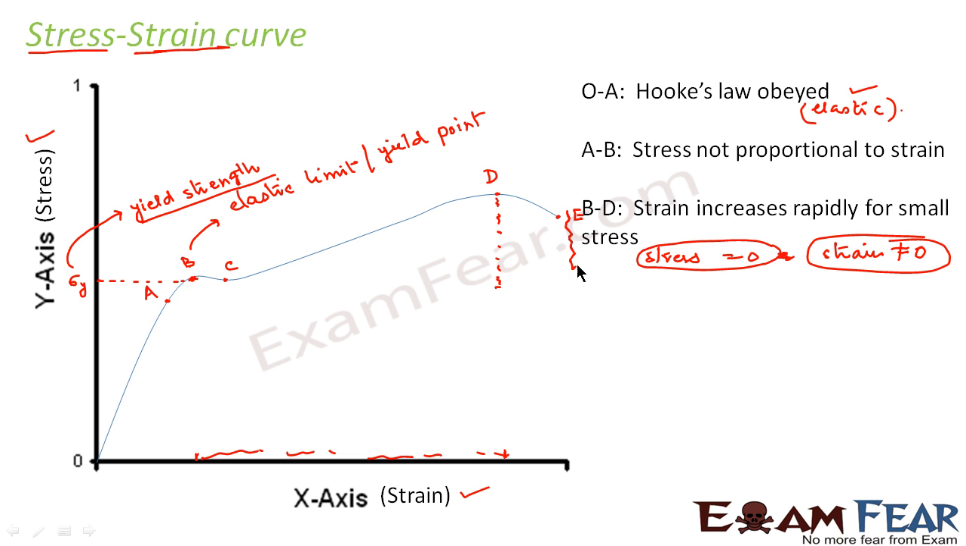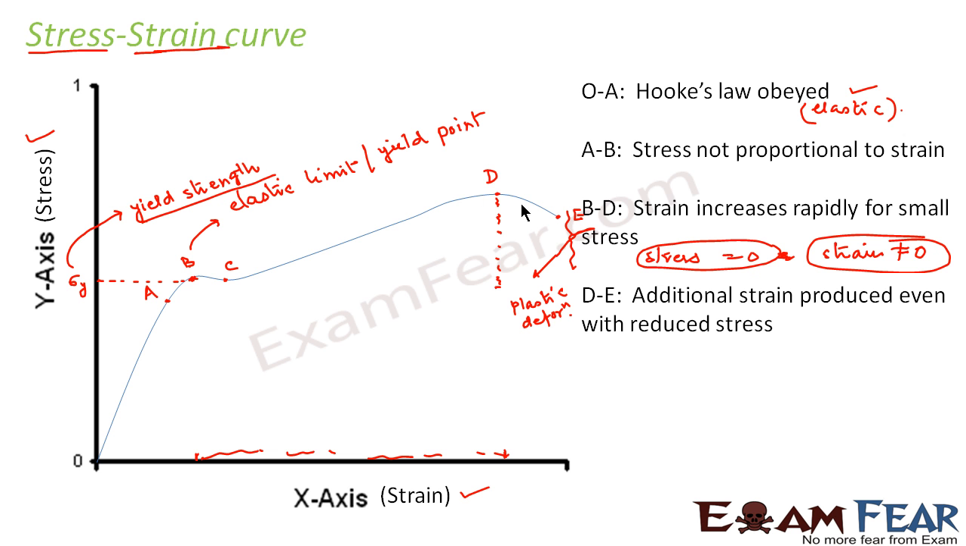So in this region we say that the material has undergone plastic deformation. This B to D is plastic deformation. Now let us look at the portion from D to E. What happens from D to E?